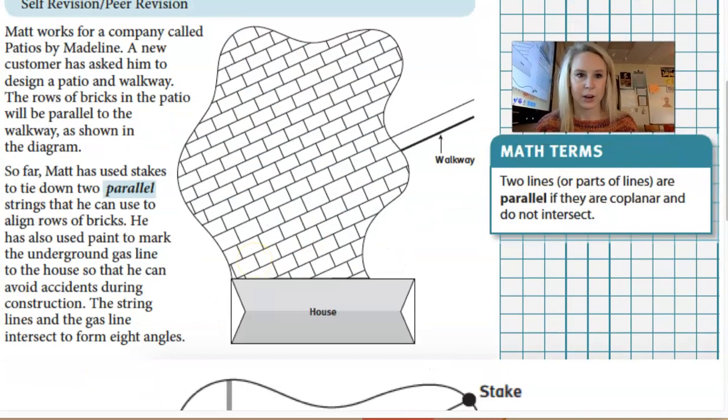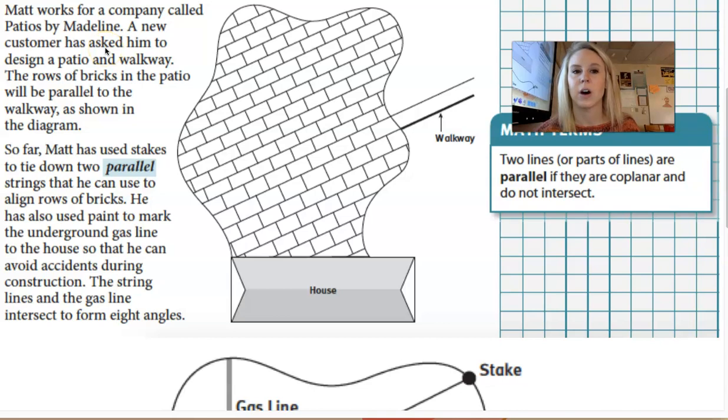So we've got this patio, and we have Matt working for a company called Patios by Madeline. A new customer has asked him to design a patio and a walkway. The rows of bricks in the patio will be parallel to the walkway as shown in the diagram. So far, Matt has used stakes to tie down two parallel strings that he can use to align rows of bricks. He also used paint to mark the underground gas lines in the house so that he can avoid accidents during construction. The string lines and the gas line intersect to form 8 angles.